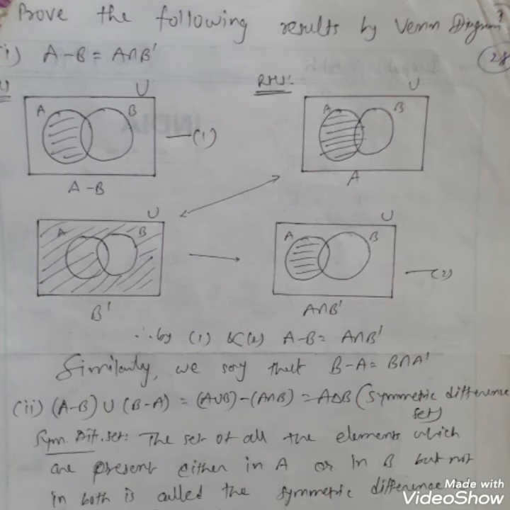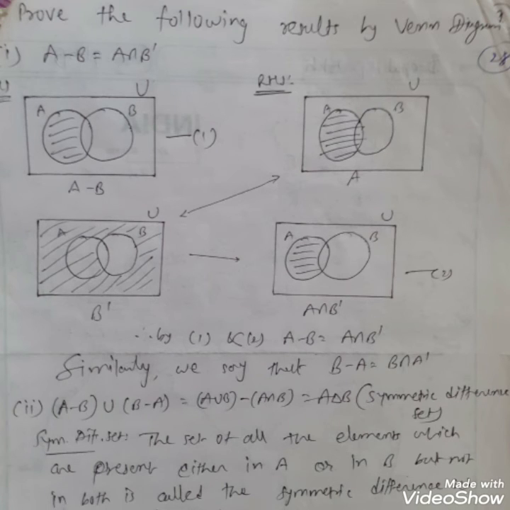Now B dash means all the elements which are present in U but not in B, so only B is blank. Then A intersection B dash means only the elements which are present in A, and B dash means we take the union of these two diagonally, then it is the last figure. From the first figure and fourth figure we can say that both are equal. First figure shows the result 1 and fourth figure shows the result 2, means by 1 and 2 we can say that A difference B is A intersection B dash.